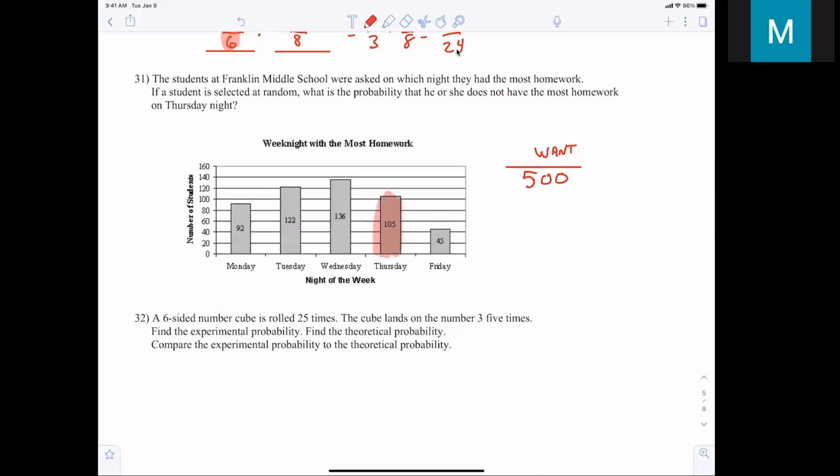All right, so I want the number of students that do not have the most homework. All right, I don't like the negatives. So what I want you to do, Molly, is tell me how many kids have the most homework on Thursday. 105. So this would be the probability of the kids who have the most homework on Thursday. But I want the kids who do not. So if 105 kids do, then how many do not? How would I figure that out?